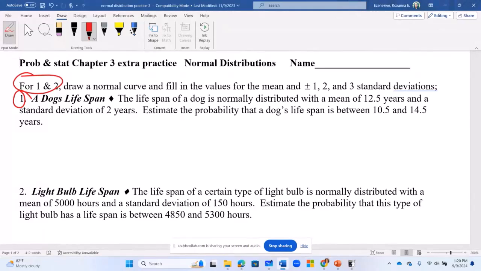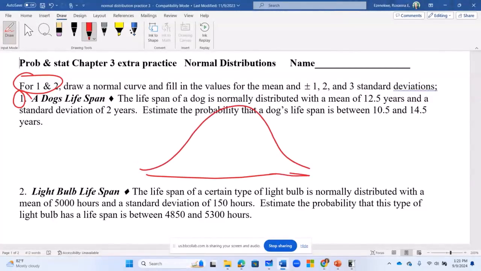Suppose you are a dog trainer, or you take your dog to an animal hospital. They will be doing this. They use the normal curve to do a lot of things, including at any hospital. Okay, the lifespan of a dog is normally distributed. So anytime I'm told normally distributed, I draw a normal curve.